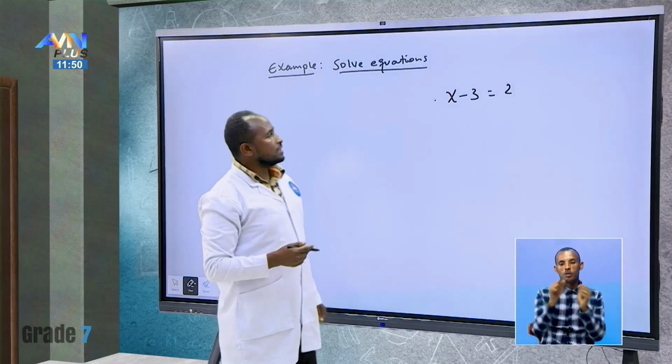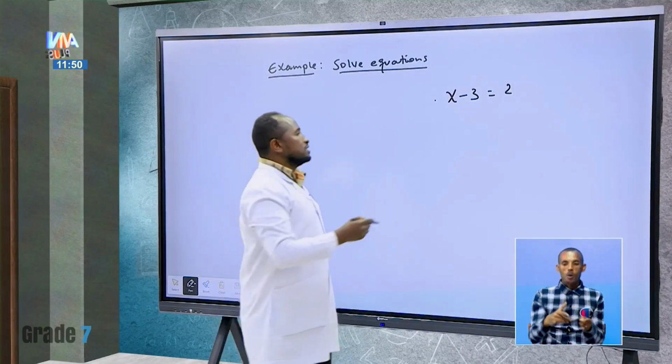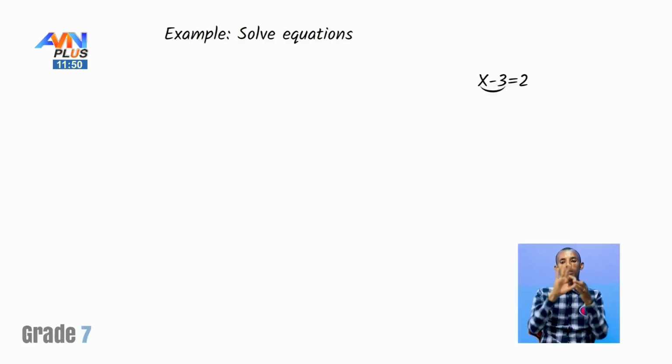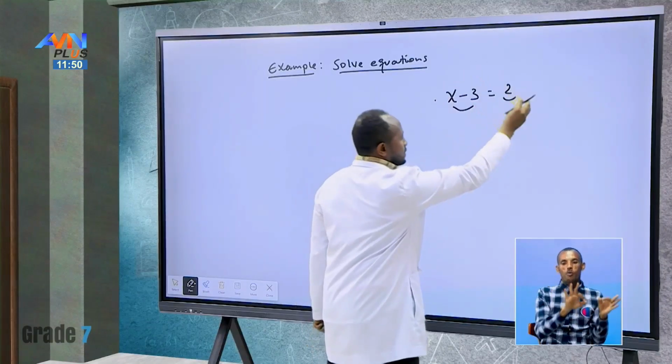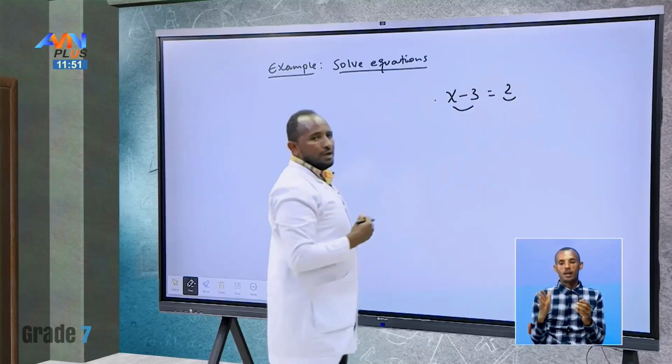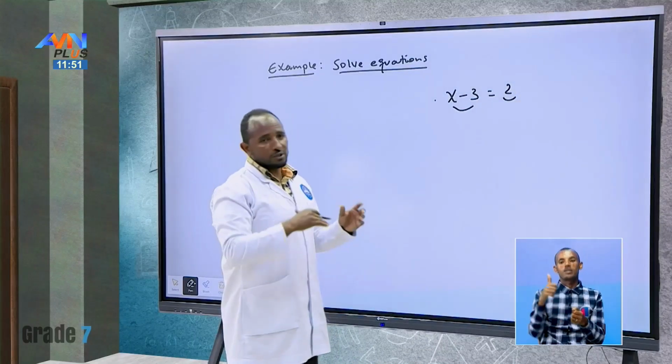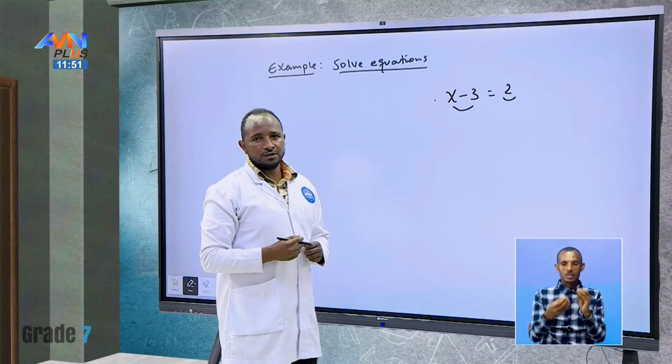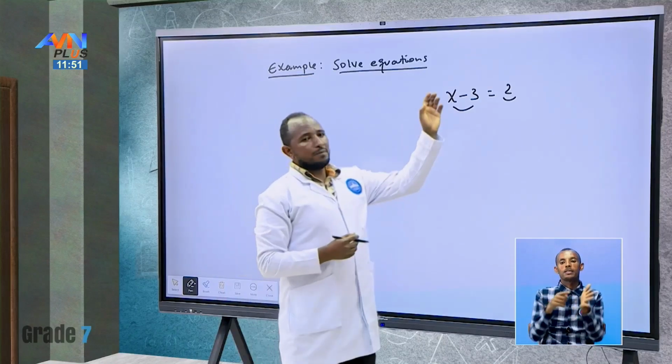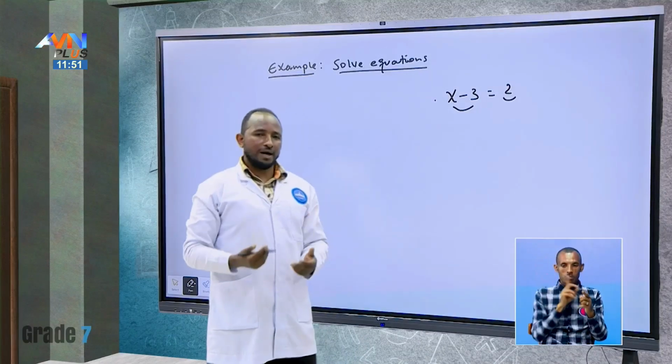But the other way of solving such an equation is simply to move the numbers to the other side. If you have variables on one side, when you move the numbers to the other side, the sign changes. If it's plus, it becomes minus. If it's minus, it becomes plus.